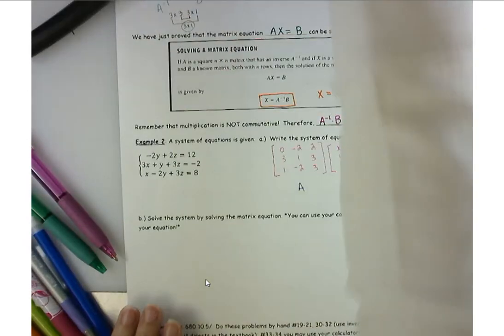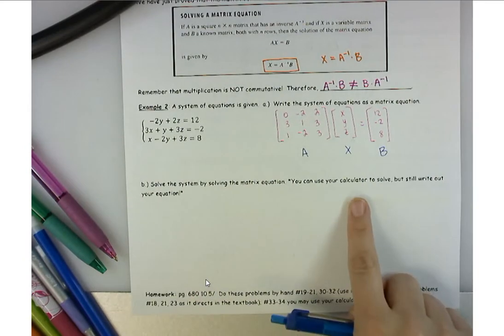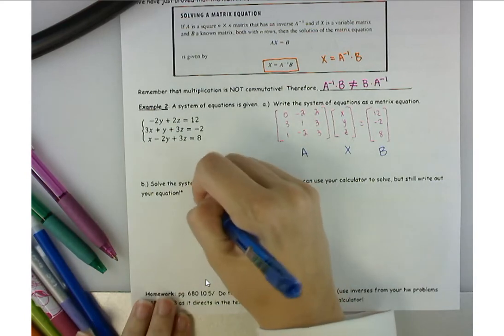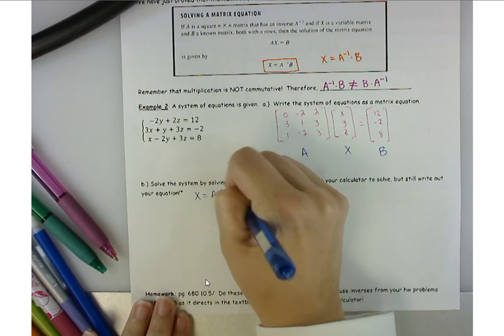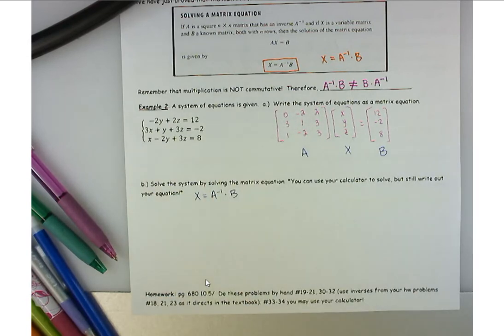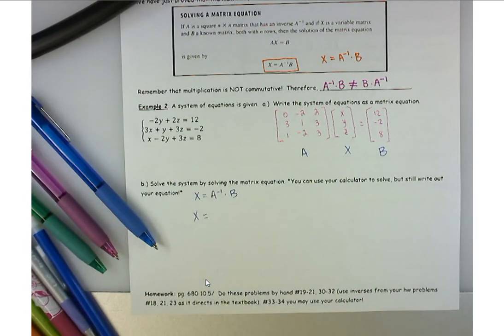Okay, so remember your setup is A times X is equal to B. So we're going to solve the system by using the matrix equation, and I said that you could use your calculator to solve, but we're still going to write out what our equation is. So the equation that we're using to solve is that x equals A inverse times B. So the first thing we're going to do is use our calculator to find the inverse of A.